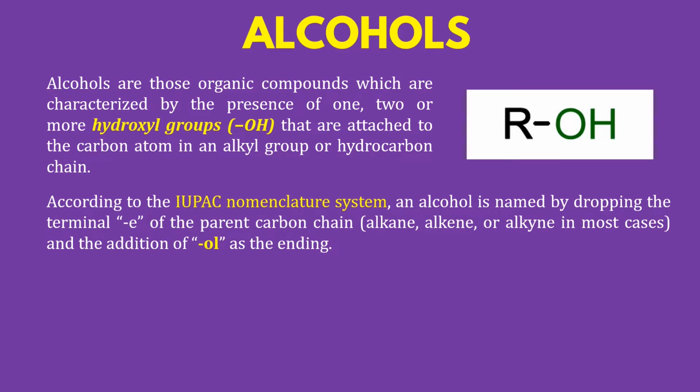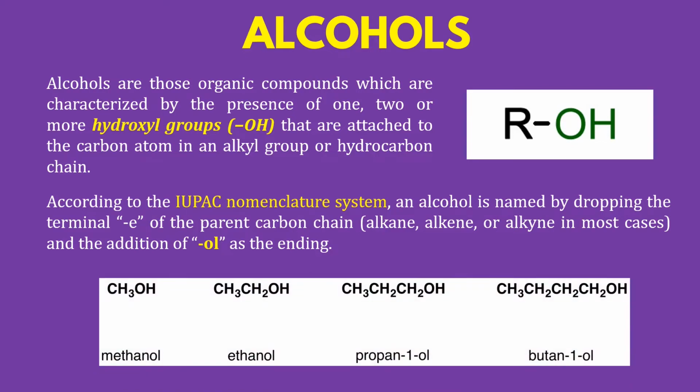According to the IUPAC nomenclature system, an alcohol is named by dropping the terminal E of the parent carbon chain, like alkane, alkene, or alkyne in most cases, and adding -ol as the ending. And here is an example of some alcohols: methanol, ethanol, propan-1-ol, and butan-1-ol.